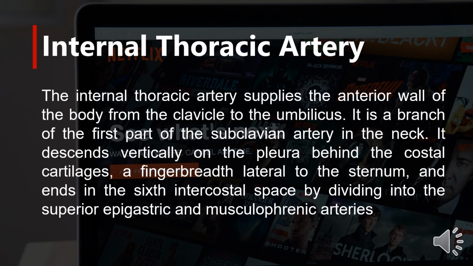The internal thoracic artery supplies the anterior wall of the body from the clavicle to the umbilicus. It is a branch of the first part of the subclavian artery in the neck. It descends vertically on the pleura behind the costal cartilages, a finger breadth lateral to the sternum, and ends in the sixth intercostal space by dividing into the superior epigastric and musculophrenic arteries.